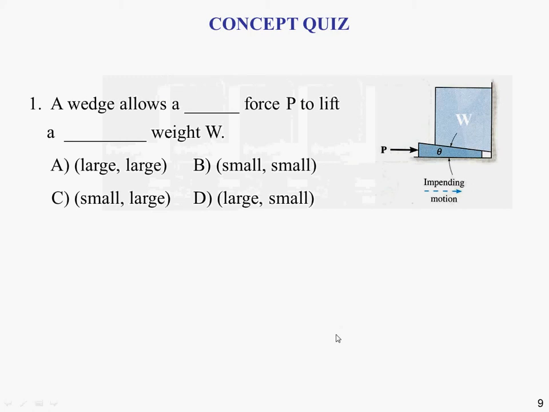Okay, so just a couple of multiple choice quizzes to finish off at the end here. As I've just said, you should be able to get this fairly quickly. So just pause the video and think about your answer. A wedge allows a small force P to lift a relatively large weight W.